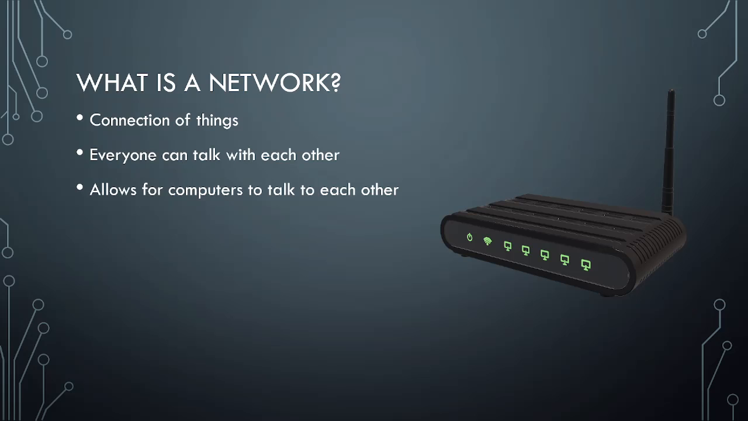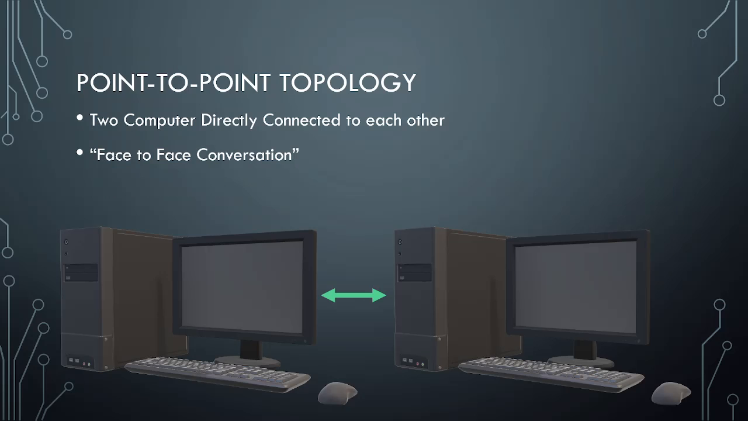Well, a network is essentially a connection of many things. In the computer science sense, a computer network is a connection of many computers, allowing each computer to communicate data from one to another. The simplest form of network in this topology presentation is a point-to-point topology. That being, we have two computers talking face-to-face, essentially.